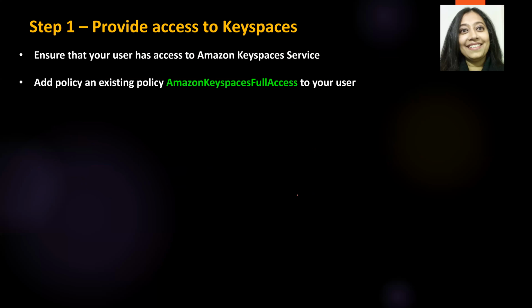The first thing that you need to do is provide access to Keyspaces. Ensure that your user has access to the Amazon Keyspaces service, and you can do that by adding a policy to your user. Normally I do demo this, but for today's hands-on lab, I'm not going to. I've demoed this multiple times. You can look at the other hands-on labs on Keyspaces on my channel, where I've demoed how to go about doing this. So I'm going to go ahead with step 2.